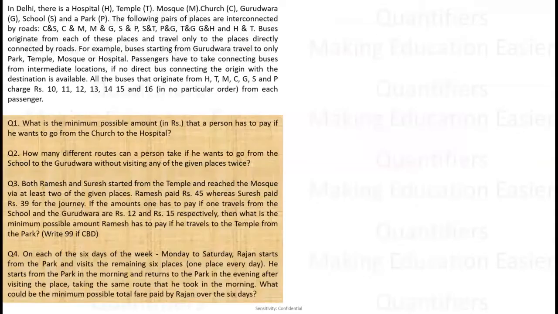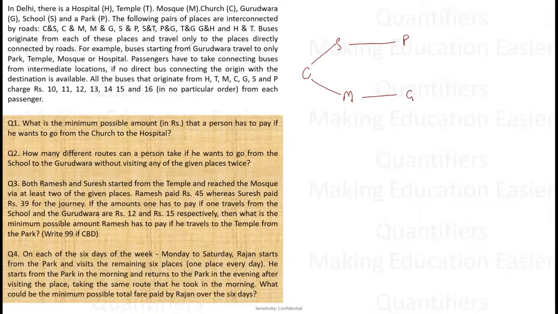Okay, let's see what the first set is all about. It says in Delhi, there is a hospital, temple, mosque, church, gurdwara, school, and park. The following pair of places are interconnected by a road. So it has given us some structure. Church and S, C and M. M and G, S and P.